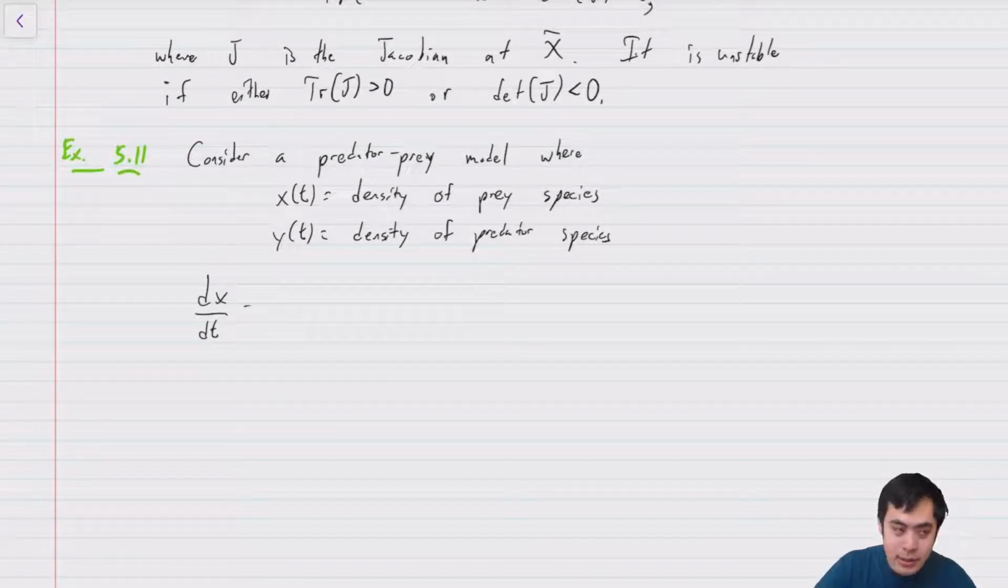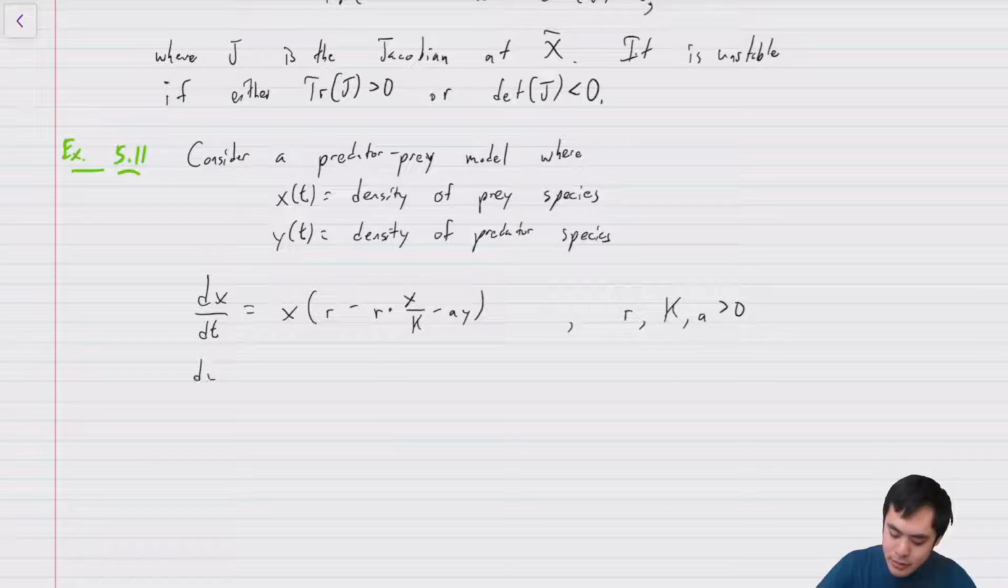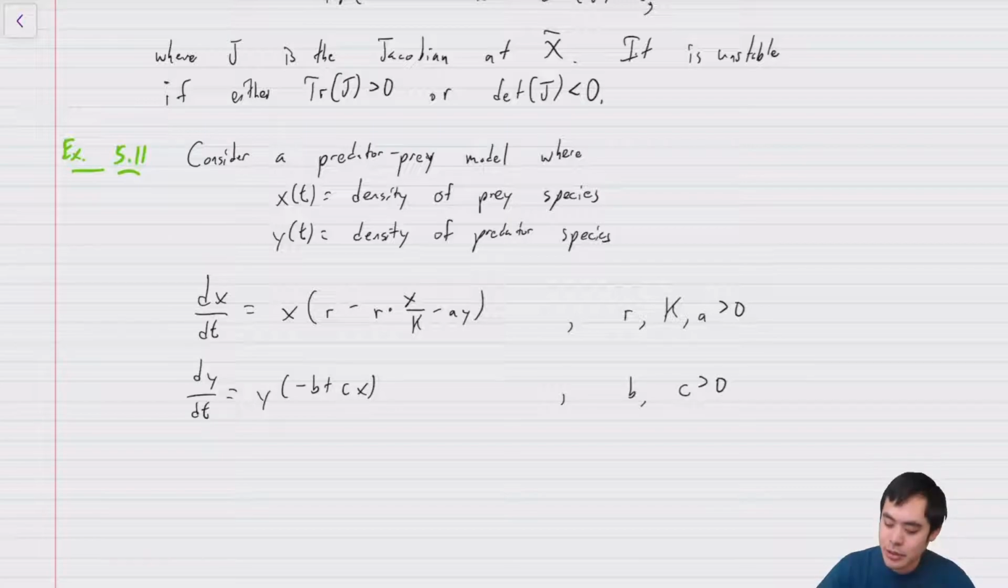So dx/dt is going to be x times (r minus r times x over k minus a y), where r, k, and a are greater than 0. And dy/dt is going to be equal to y times (minus b plus c x), where b and c, these constants, are greater than 0.